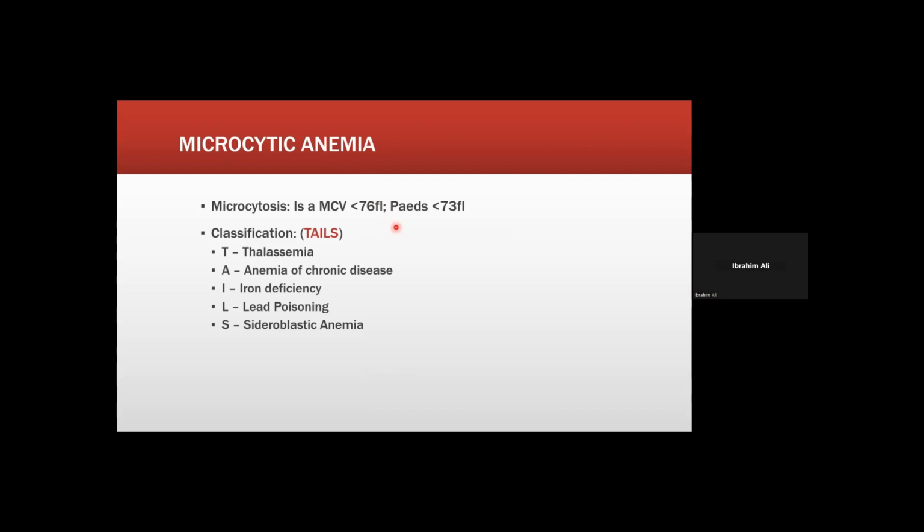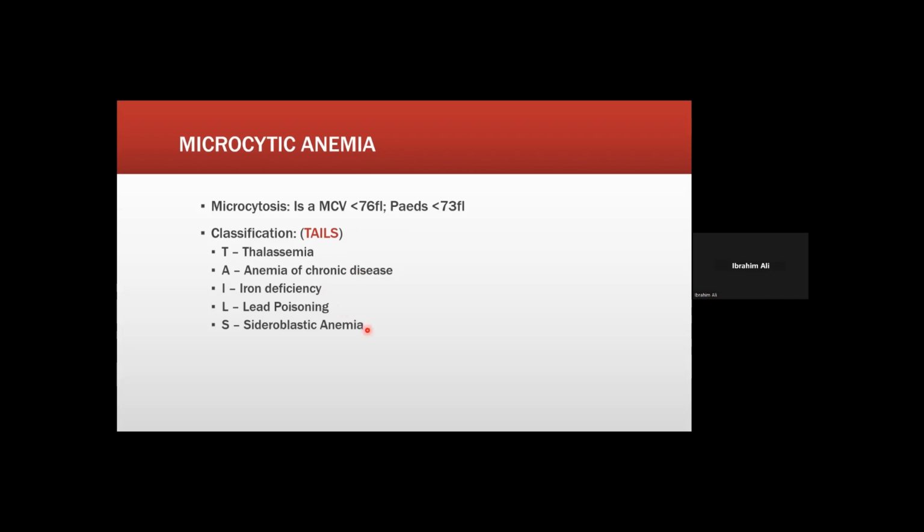So when you see the patient has microcytosis is when the MCV is less than 76 femtoliters. That is for adults. But for the peds, the range is a bit lower, when it is below 73 femtoliters. For the examples of microcytic anemia, I like to use the mnemonic TAILS. T is for thalassemia, anemia of chronic disease, iron deficiency anemia, lead poisoning, and sideroblastic anemia.